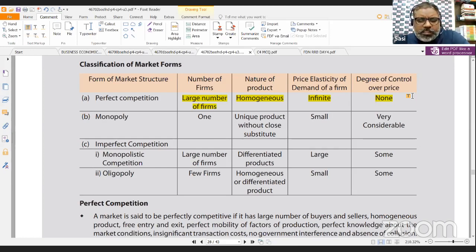And in case of perfect competition, the seller is a price taker. He is not a price maker. So the degree of control over the price for a perfectly competitive firm will be none.